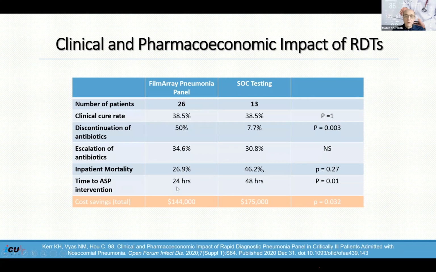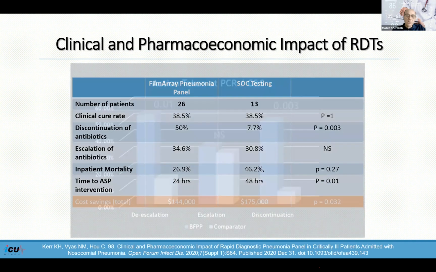So this is overall cost in this study, it was $144,000 compared to $175,000, which is statistically significant. So using this test, despite the cost of this test, if they are used in a way that we can make adjustment on the antibiotics, it will save the hospital money.